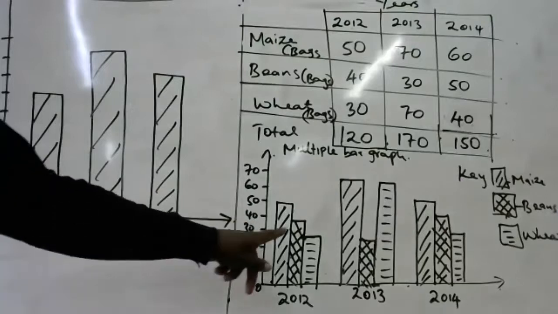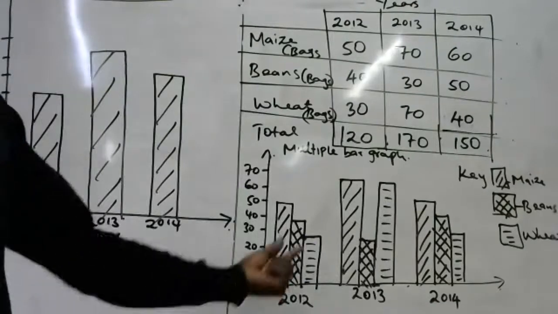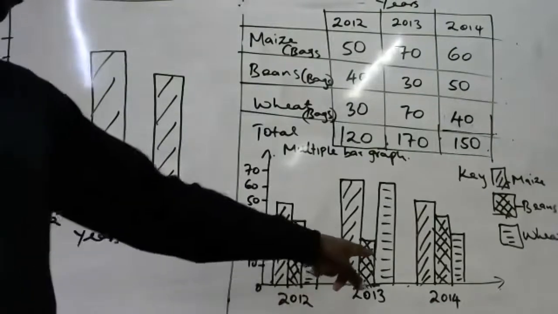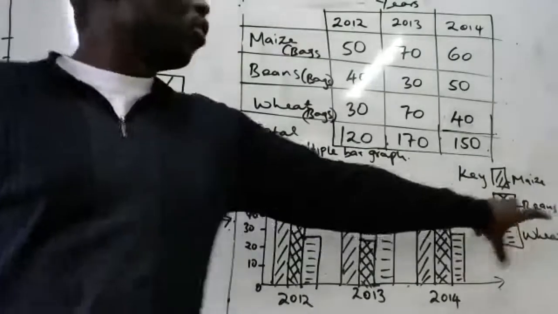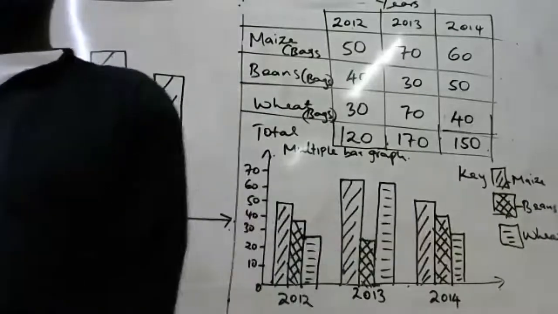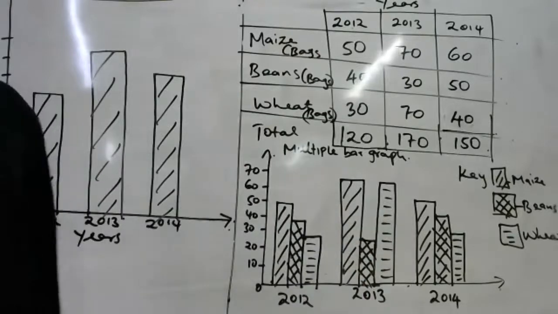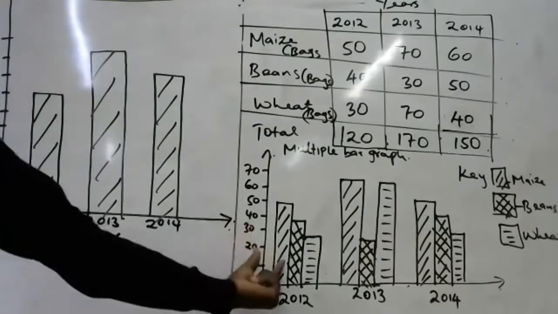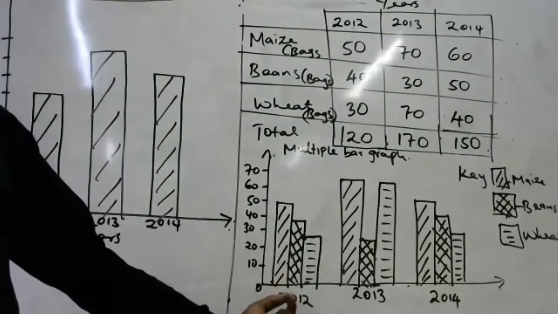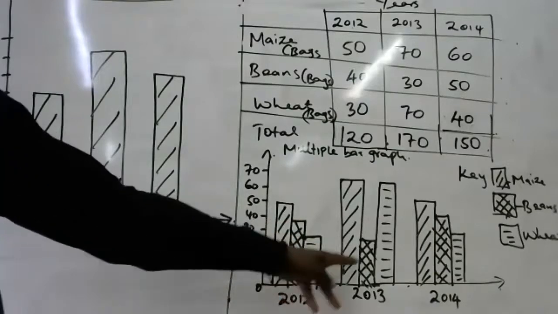Once you choose a particular pattern for maize, every year the maize should have the same pattern. For the beans, it is the same for the three years, so that the key you are creating is used for all those three years. So don't shade the maize this way this year and differently the next year. It is going to be very hard to read. That is what we call the multiple bar graph. Each year, the items have their individual heights, but they are together. Then you skip and consider the next.